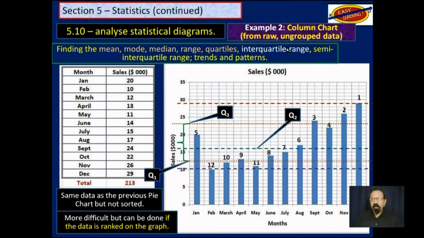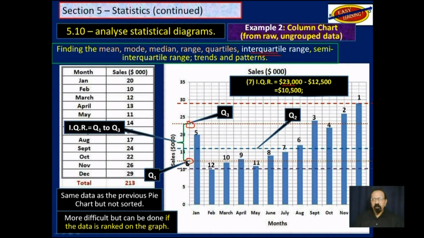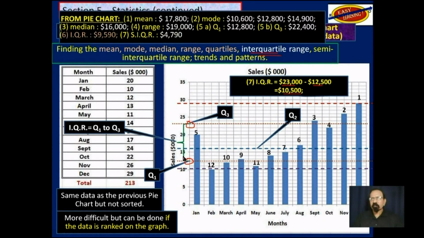Next, we will deal with the interquartile range. That is the range from Q1 to Q3. So this is Q1, that is Q3. 23,000 minus 12,500, we get 10,500 as the interquartile range, the middle section of our data. And over here, we had interquartile range as 9,590, 9,600. And here we have 10,500. We got some discrepancy there, but nothing to worry about.